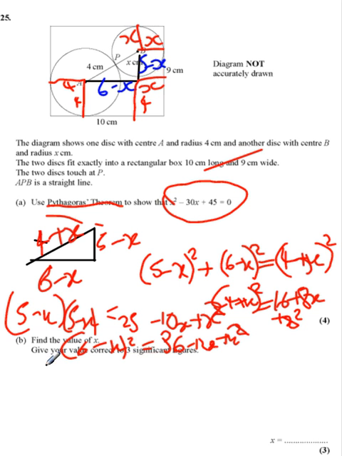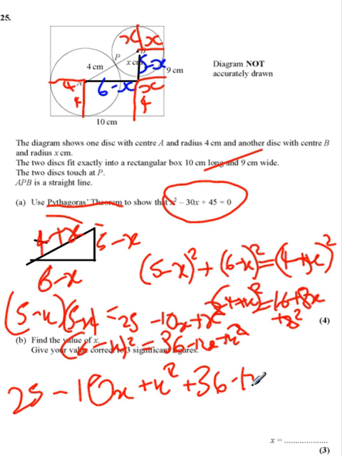So let's put all that together. That equation is 5 minus x squared, which is 25 minus 10x plus x squared, plus the 6 minus x squared, so plus 36 minus 12x plus x squared, is equal to 4 plus x squared, so 16 plus 8x plus x squared.